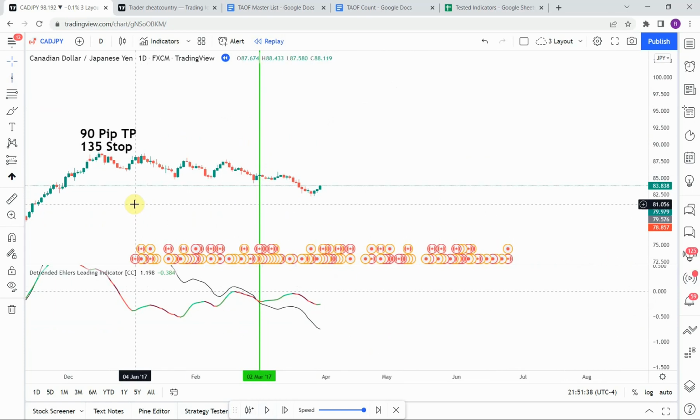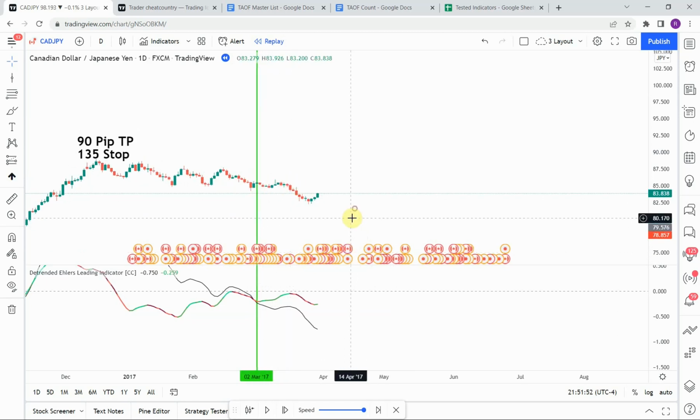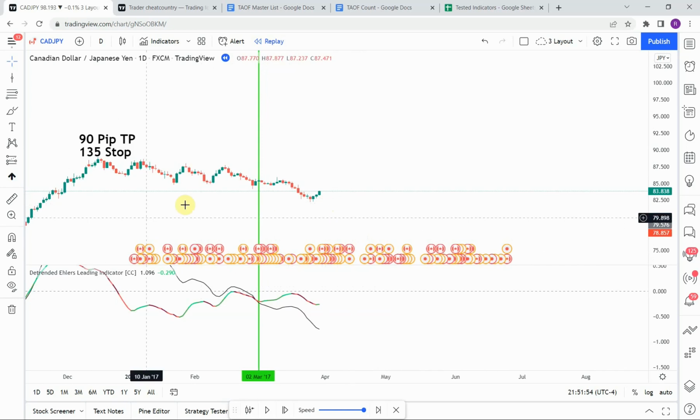Alright, so the first signal that we get is a short signal. We see that black line crosses down below the color line there, and you can see that we get a nice push to the downside. It consolidates for just a moment here and then pushes down pretty nicely, getting us to our take profit. Let's go ahead and continue on.